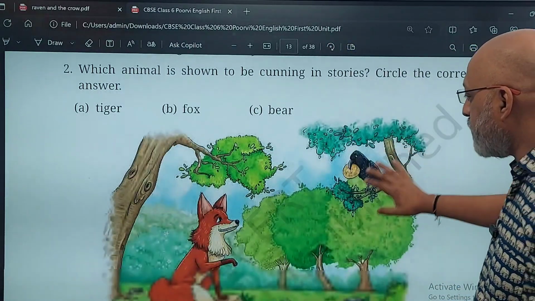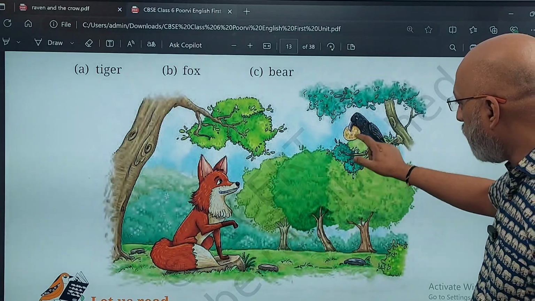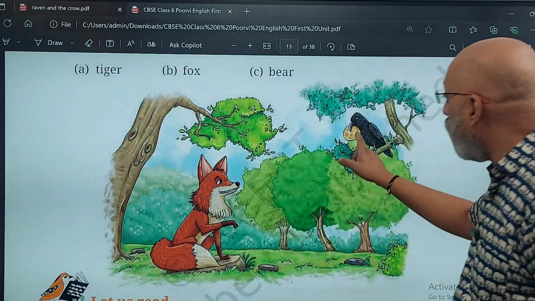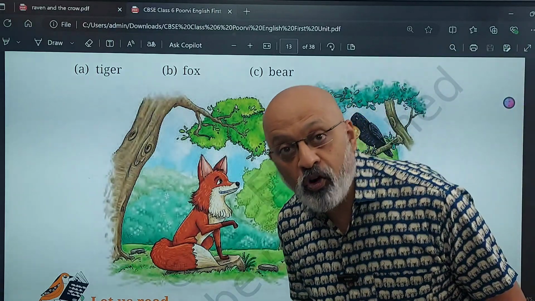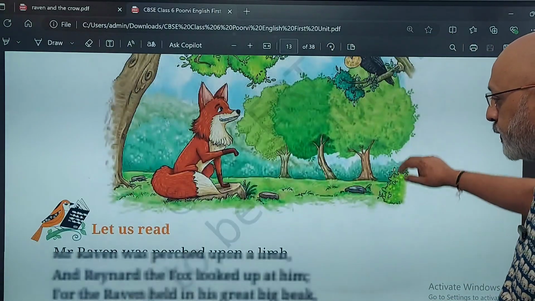Okay. So this is the photograph. This is a raven, large in size, with a long beak, holding something to eat in its beak, and the fox wants that. So what does the fox do? That is the story. Okay, that's what the poem is all about.